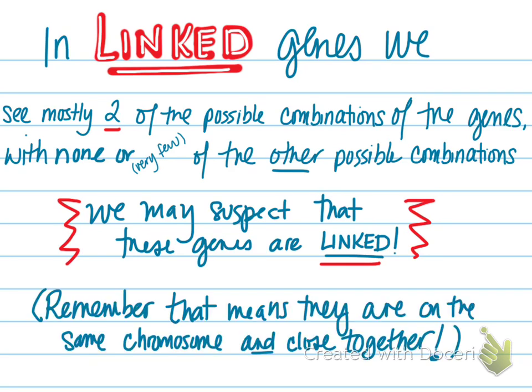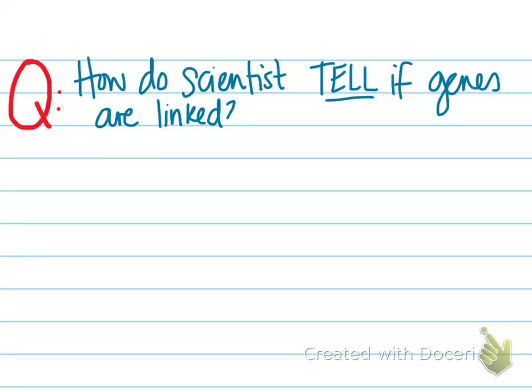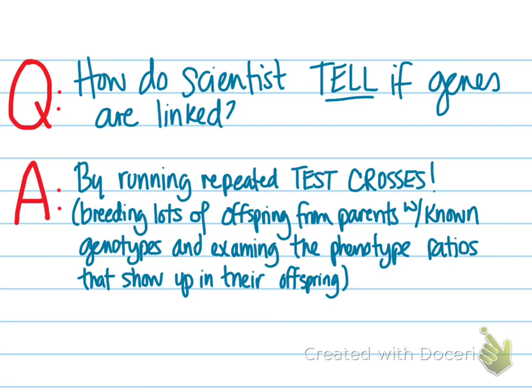Linked genes have to be on the same chromosome, and they have to be pretty close together. The closer they are together, the fewer of those other possible combinations we will see. So, once again, how do scientists tell if genes are linked? By running repeated test crosses, breeding a whole bunch of offspring from parents who have known genotypes and looking at the phenotype ratios that show up in their offspring. Let's look at an example.